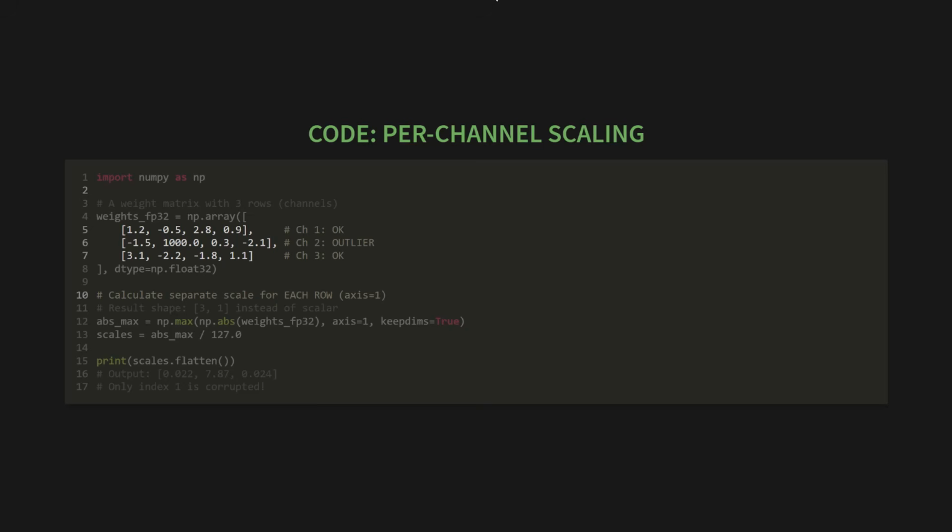And look at the output. The first scale is tiny, 0.022. The third scale is also tiny, 0.024. But the second scale, for the row with the outlier, is 7.87. It's huge, but the corruption is contained. It only affects that one index. But what if we need even more precision? We can go one level deeper.